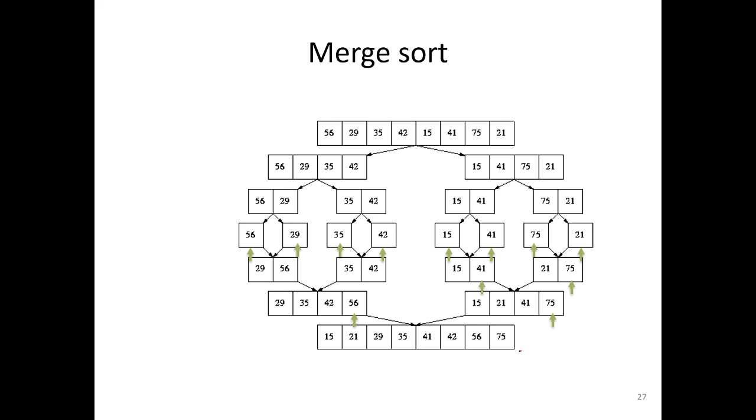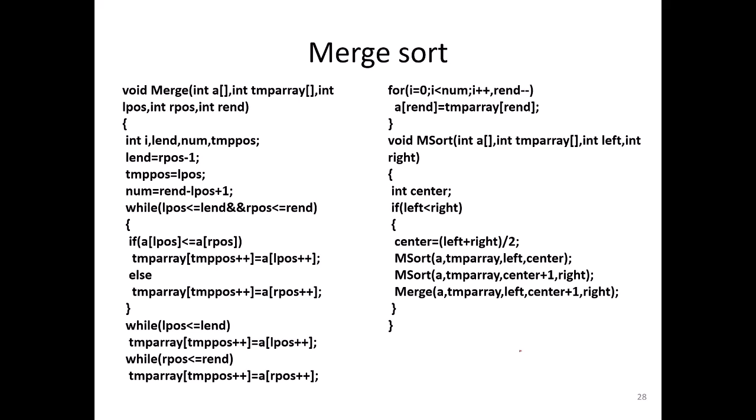In this way, merge sort works. It makes use of recursive algorithms. First we need to divide and then merge. Here we have two functions, the msort function and the merge function. The msort function has arguments: the list that has a set of elements, a temporary array which has nothing initially, and the left pointer and right pointer. Initially the left pointer is 0 and the right value is n minus 1.